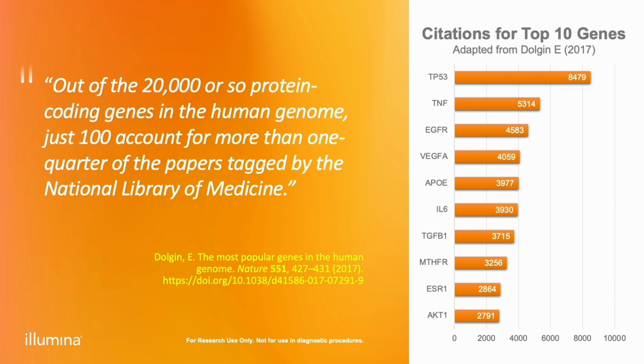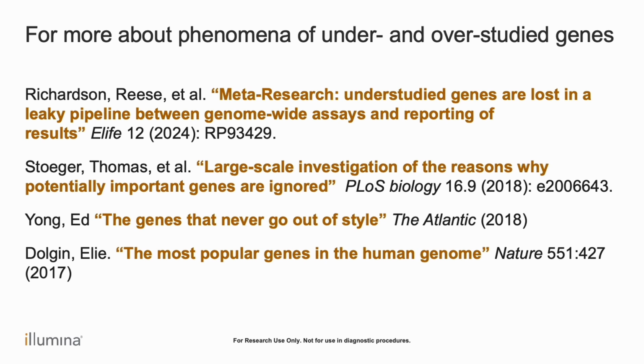Finally, the observation that just a small number of genes are overrepresented in the literature has been recognized more broadly for some time. In fact, out of the 20,000 or so human protein coding genes, just 100 account for more than a quarter of the papers tagged by the National Library of Medicine, and the top 10 of these genes are shown on the right. Consult some of these articles to learn more about why some genes are overstudied at the expense of the broader set of genes, the functions of which we still have yet to fully understand.